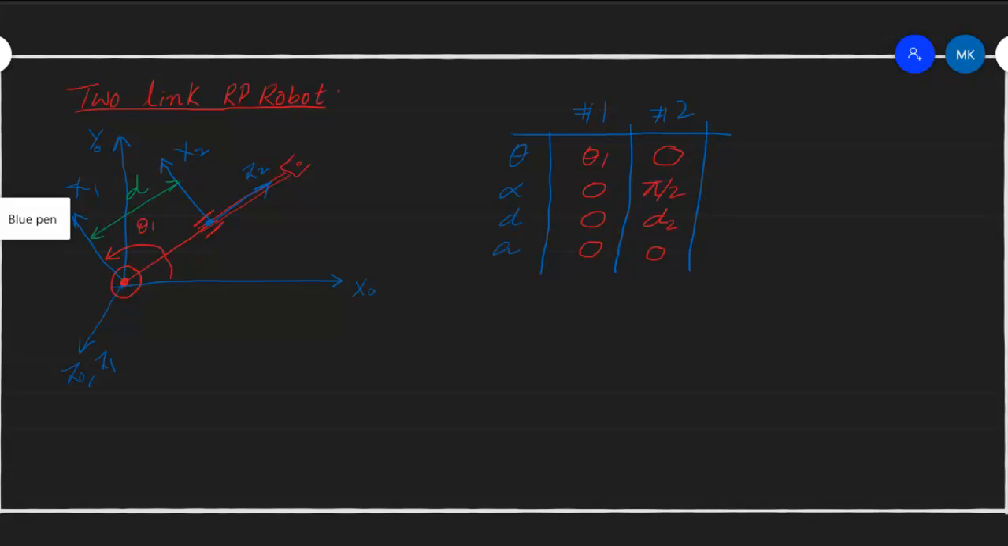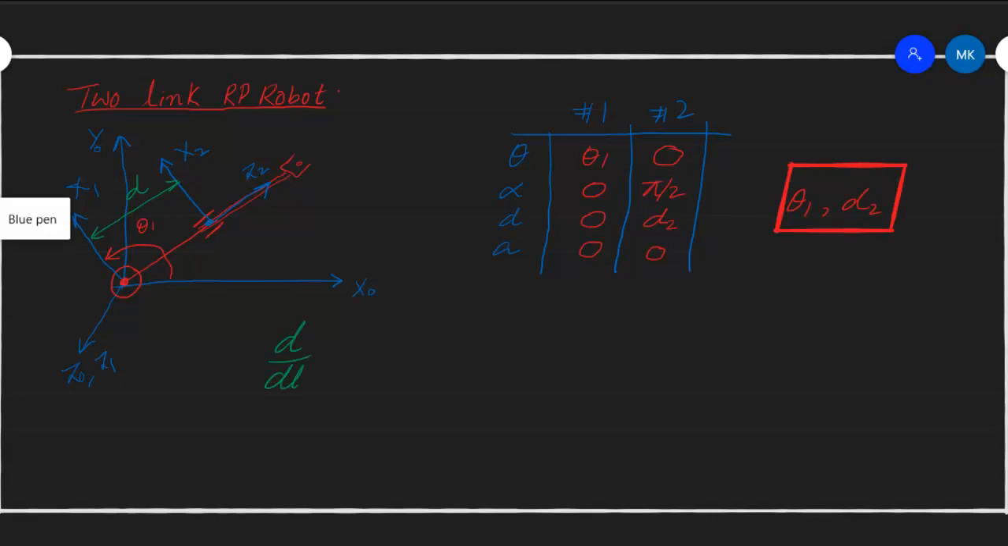Now let's move ahead to the equations of motion. For this, we know that the joint variables are theta 1 and d2 for the two-link manipulator. For the equations of motion, again we need to derive the Lagrangian. So we can maybe again repeat.